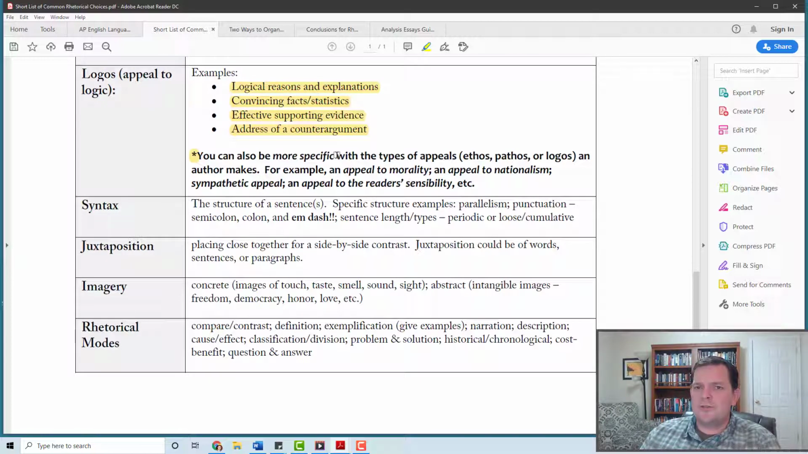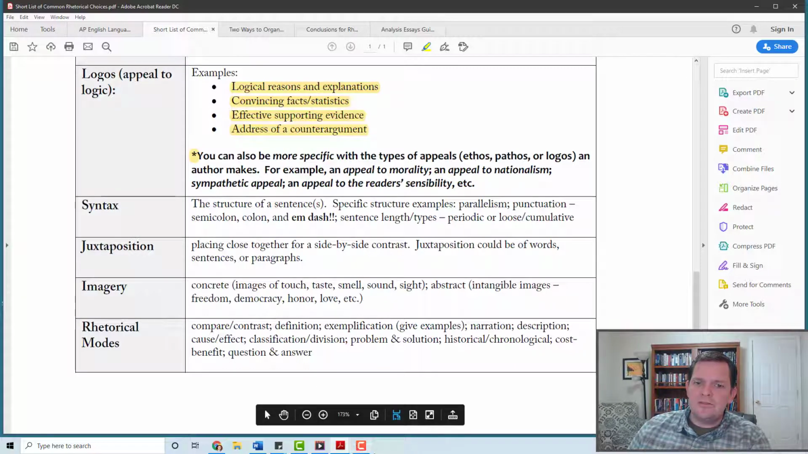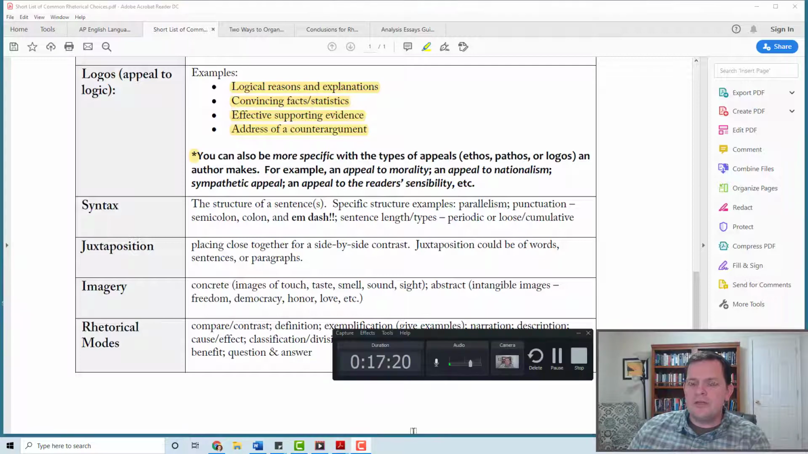Don't get confused. So this goes on to say you can be more specific with the types of appeals, ethos, logos, and so forth, that an author makes. For example, an appeal to morality, an appeal to nationalism, an aesthetic appeal, an appeal to the reader's sensibilities. Those are all actually more effective than simply saying an appeal to logic or an appeal to emotion. So be careful with those appeals. I know they're easy and they're really sort of bottom shelf issues, things that you can get to quickly, but you want to be careful with using them.